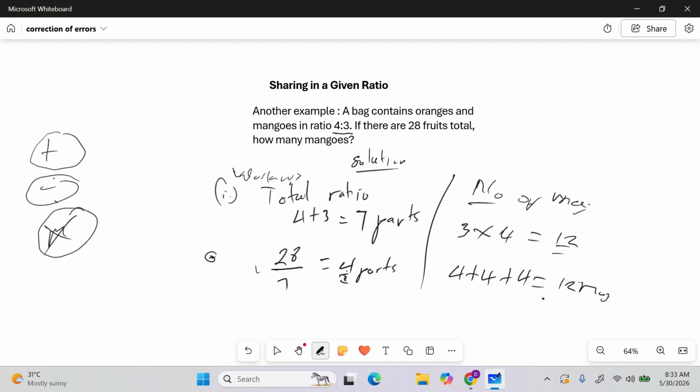Okay, if they ask you to find oranges, how are you going to do it? So for oranges, they will take 4. This means that 4 times 4 oranges is going to give us what? 16. Or can we do 4 plus 4 plus 4 plus 4? It's the same as what? 16. He didn't ask you this, but I'm doing it as a bonus question.